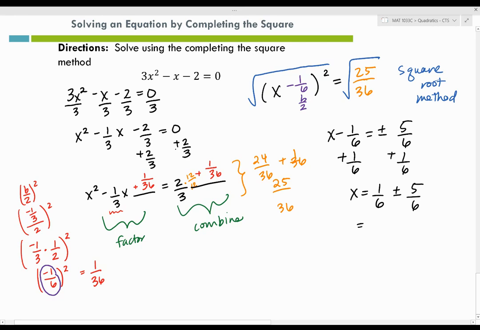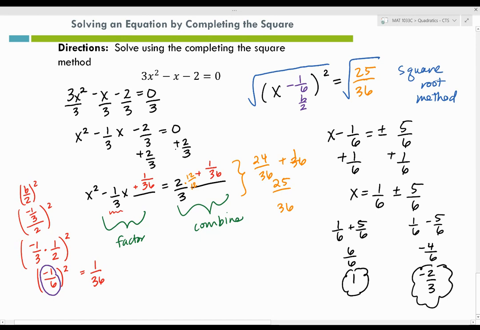So remember, that's 2 answers. The first answer is 1 over 6 plus 5 over 6, which would give me 6 over 6, which gives me 1. The second answer would be 1 over 6 minus 5 over 6, which would be negative 4 over 6, which reduces to negative 2 thirds. So my 2 answers are x equals 1 and x equals negative 2 thirds. Cool.